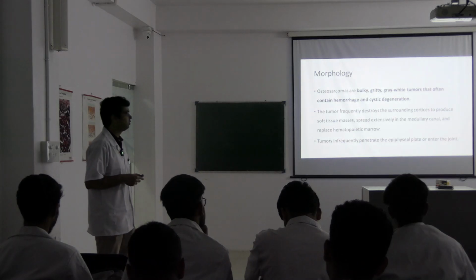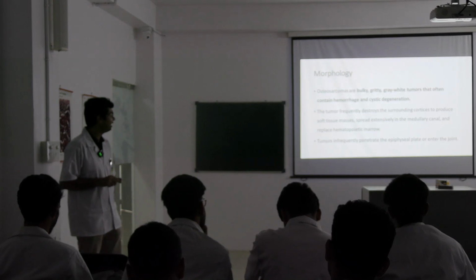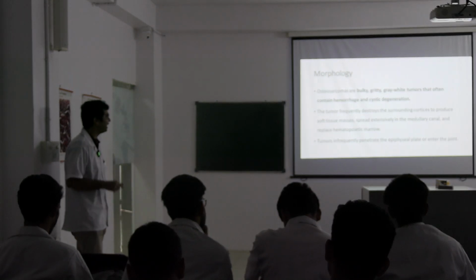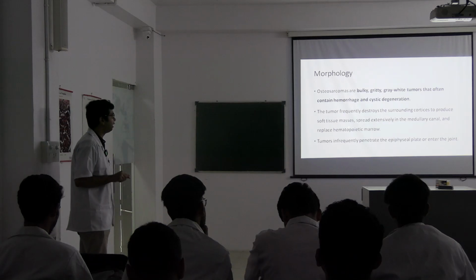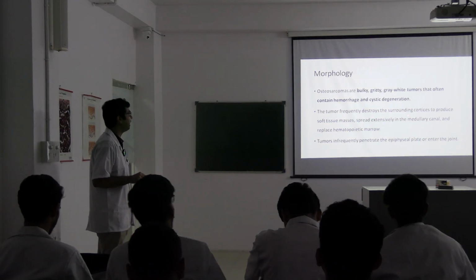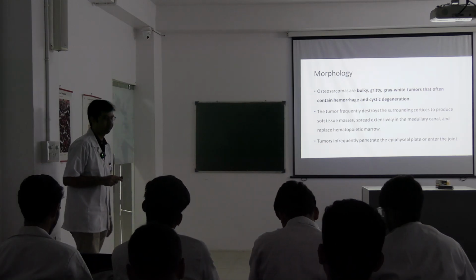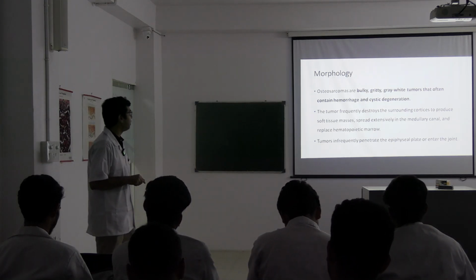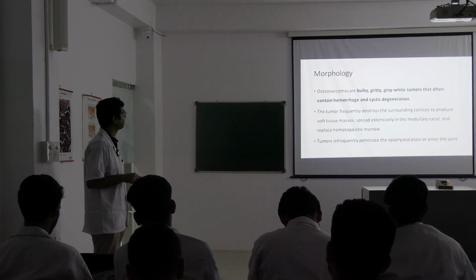Morphology. Osteosarcomas are bulky, gritty, gray-white tumors that often contain hemorrhage and cystic degeneration. The tumor frequently destroys the surrounding cortices to produce a soft tissue mass, spreads extensively in the medullary canal, and replaces hematopoietic marrow. Tumor infrequently penetrates the epiphyseal plate or enters the joint.